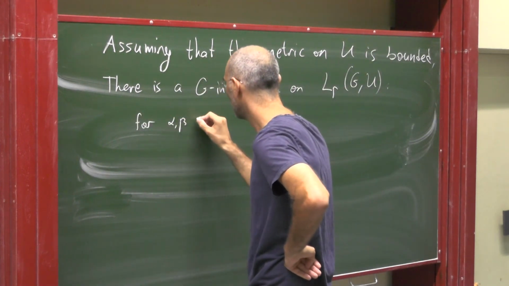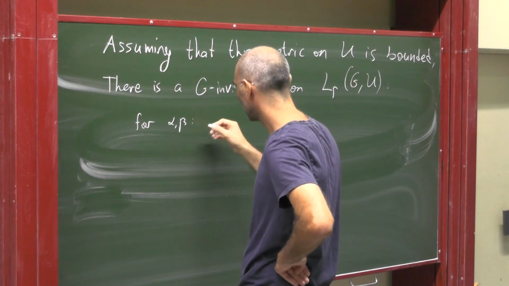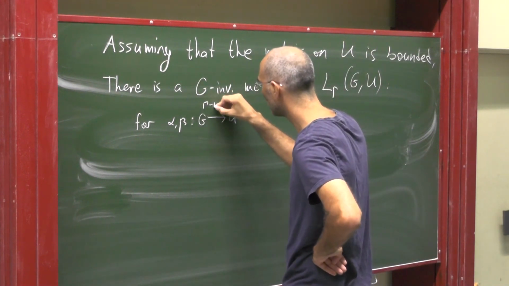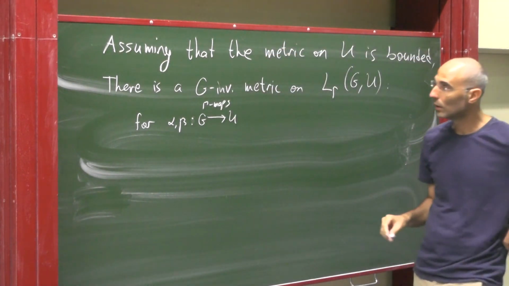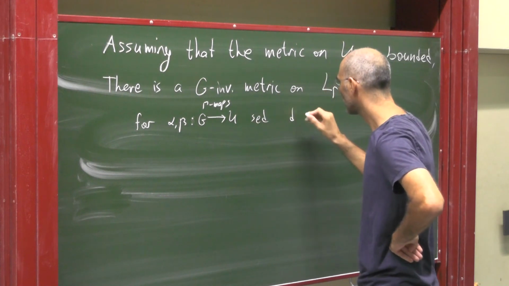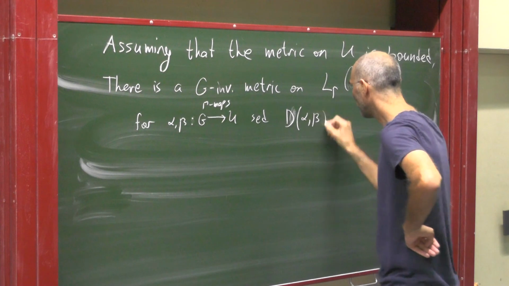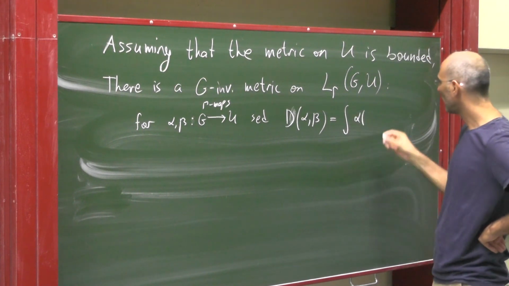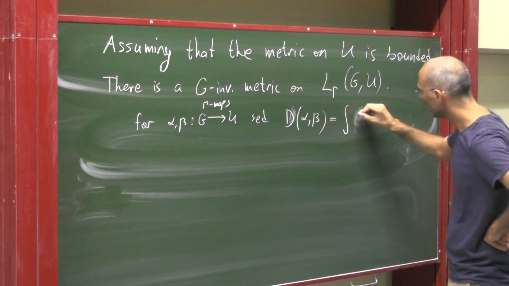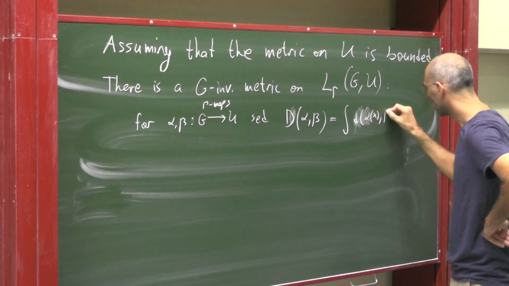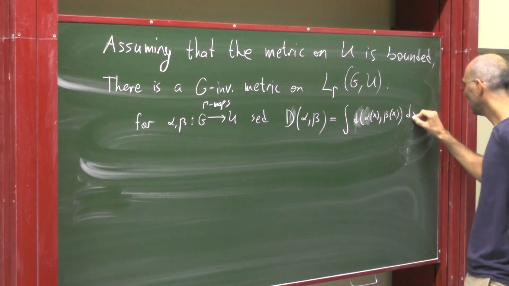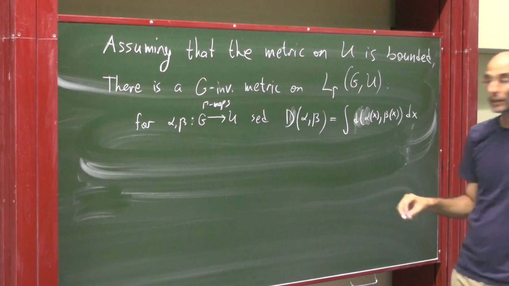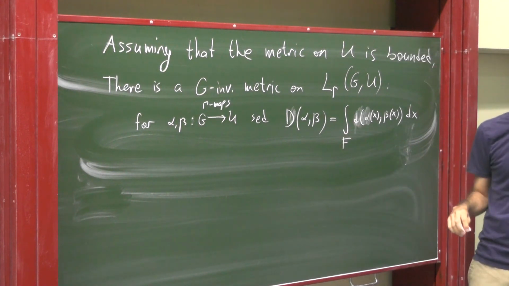For two elements alpha and beta, functions from G to U, gamma equivariant, I will define the distance between alpha and beta to be the integral of the distance in U, d of alpha x, beta x, dx, and this is integration over G, but on some finite measure subset. Over G mod gamma, if you wish.